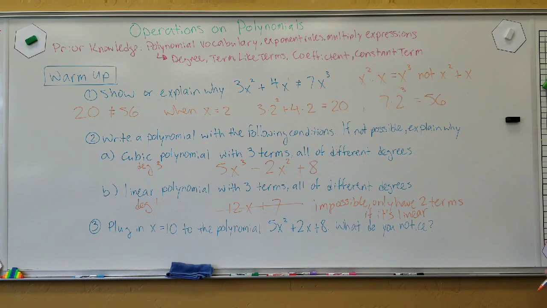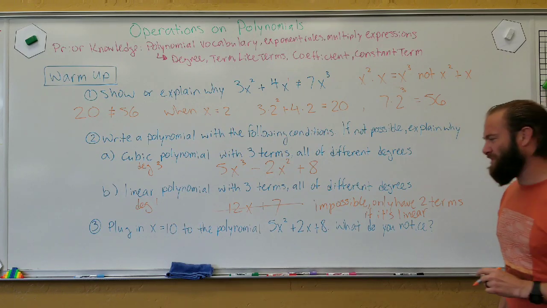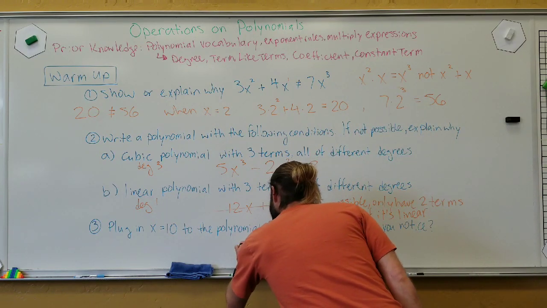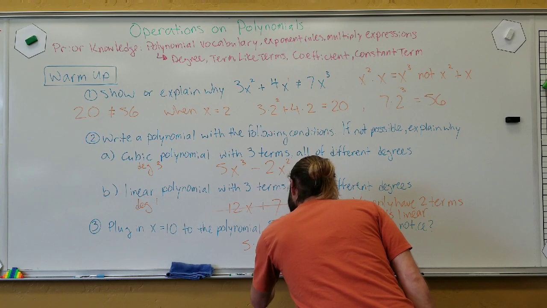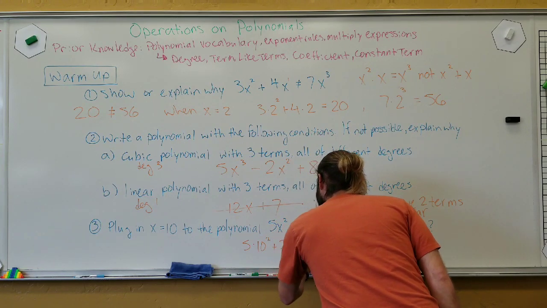Now let's move to number 3. This one's pretty interesting because there's something else important about polynomials that is going to come up in this problem. So when it says plug in x equals 10 to the polynomial here, what do you notice? Well, let's try this out. If you look really carefully, we get 5 times 10 squared plus 2 times 10 plus 8.